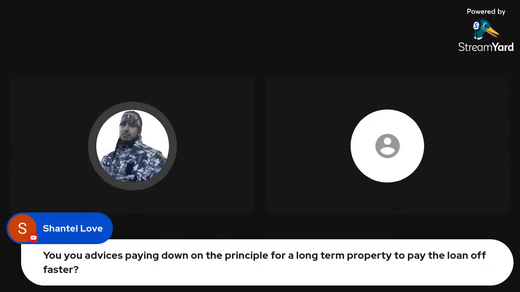So your advice is paying down on the principal for a long-term property to pay off the loan faster? People in Clubhouse are asking if that is good advice. If you pay off the loan faster, it's cool, because guess what? Now you don't have to make a mortgage payment, and now everything is just straight profit, right? That's the benefit of it.